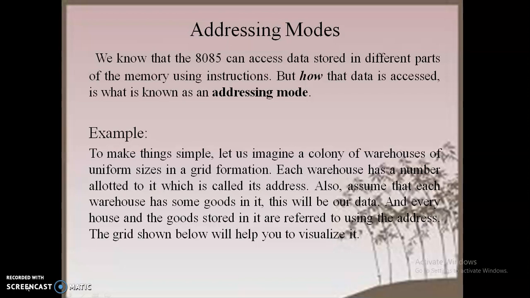Here also, in the example, each warehouse has a number allotted to it, which is called its address. Also, assume that each warehouse has some goods in it. This will be our data, and every house and the goods stored in it are referred to using the address. The grid shown below will help you to visualize it.